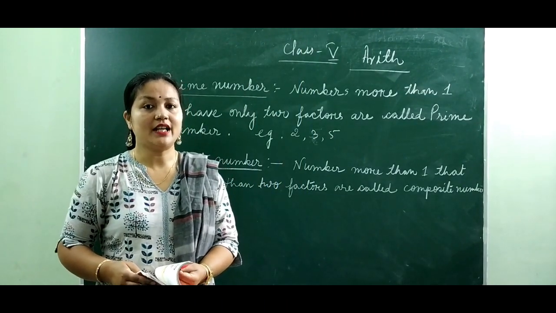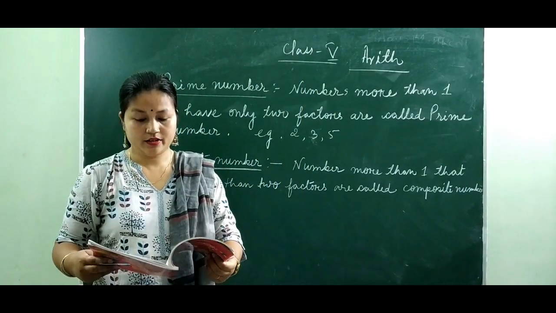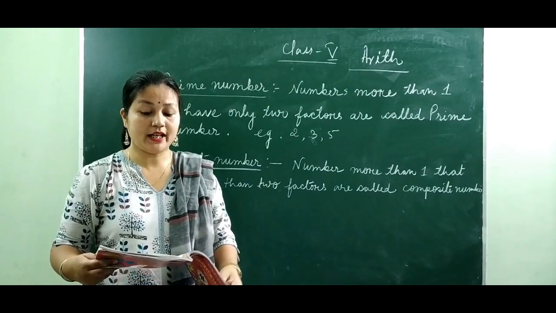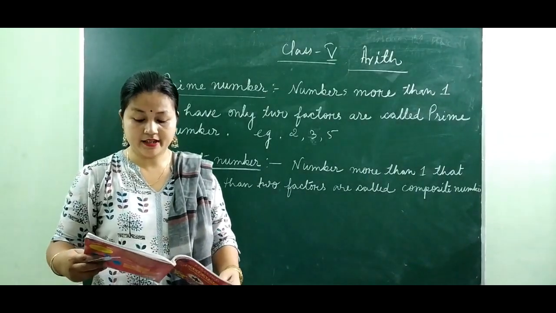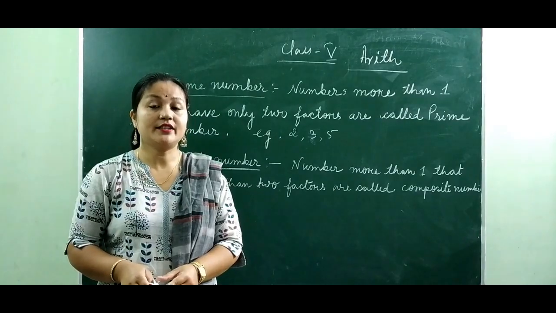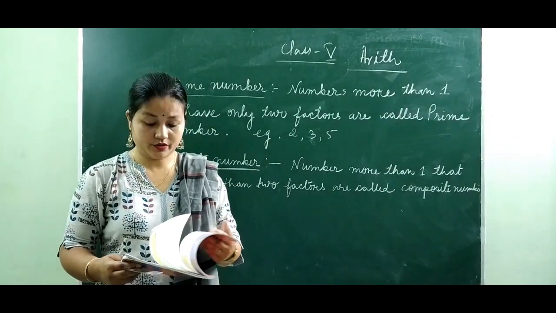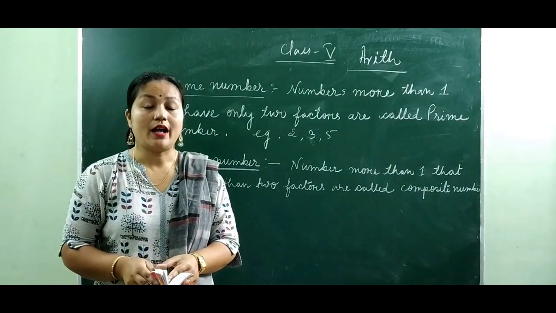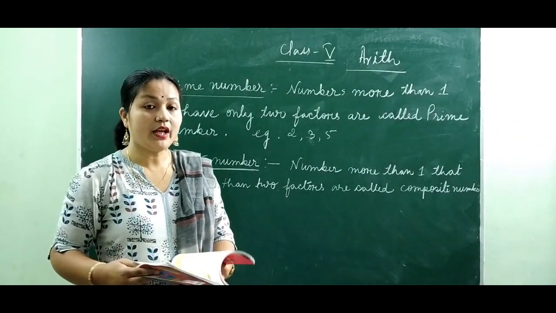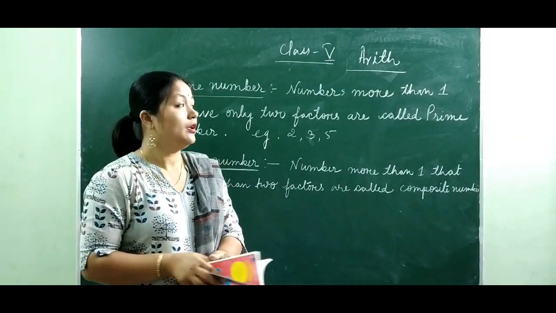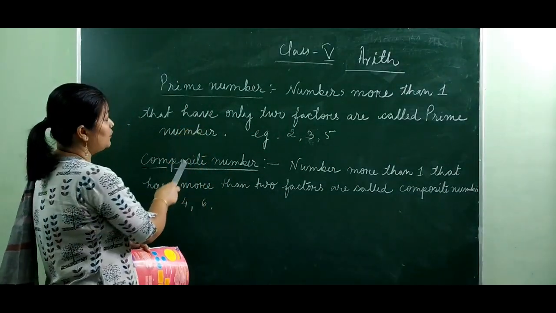I have finished factors in the last class, and I explained factors and the rules of divisibility, and I asked you to do exercise 4.8. So I hope you have finished it. Today I will explain to you about prime numbers and composite numbers.